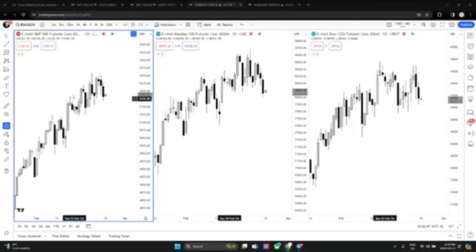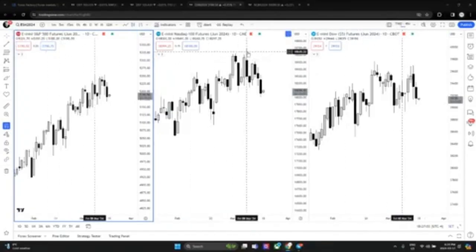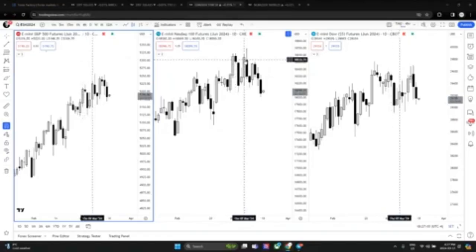Here you guys can see the daily time frame for the S&P 500 and Nasdaq and the E-mini Dow, right? So we have SMT at these highs right here, as you guys can see. So between this high and this high right here, there's SMT, right? You guys can see that.